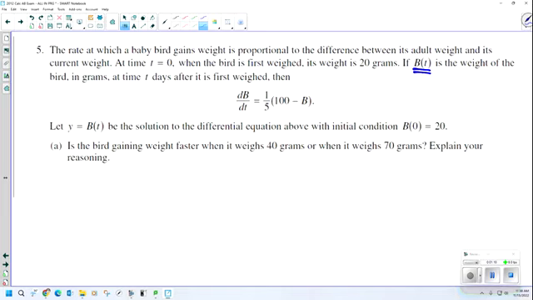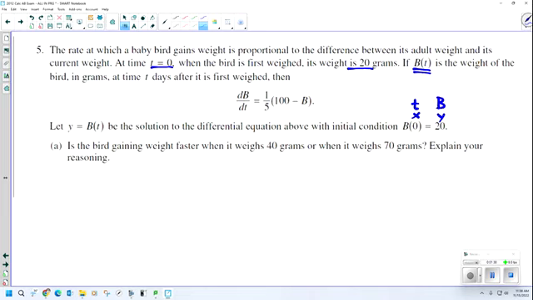Let y equals b(t) be the solution to the differential equation above with initial condition b of 0 is 20. That makes sense because at time 0, it's 20. Remember, this is a coordinate. It's like our x and y, or in this case, t for x and maybe b for y.